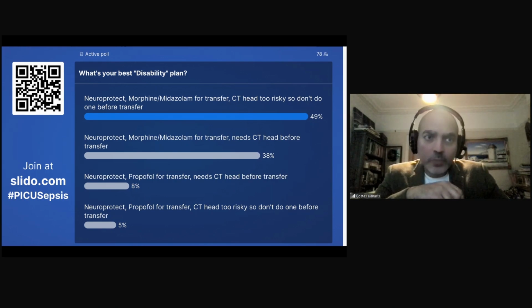But otherwise, she would not have needed a CT if she didn't have that complex history to go with it. In terms of neuroprotection, we've touched upon these on previous slides. It's important to do the basic things well.